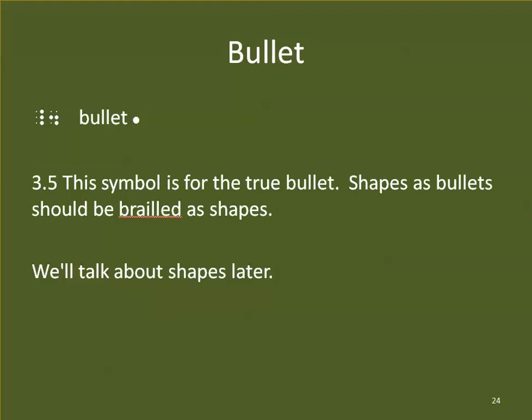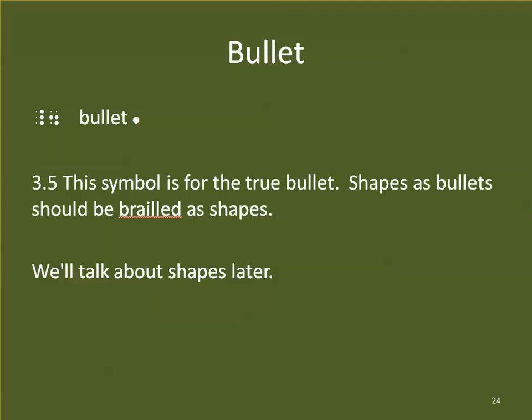A bullet. We've had this bullet since 2011, I believe, so this 456 and then 256. This symbol is for the true bullet only. In EBAE, we used this symbol to mean the first level of an indented list. But in UEB, it isn't about levels, it's about symbols. So this bullet symbol is used only for the filled-in circle bullet that we see usually in a bulleted list.